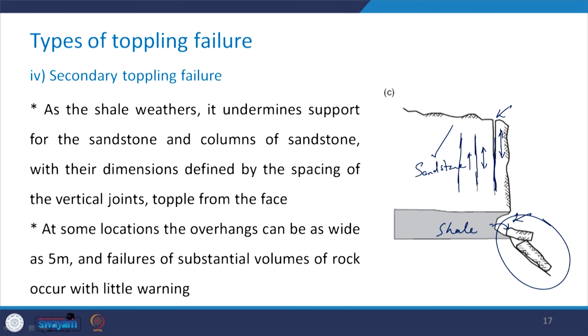At some locations, the overhangs can be as wide as 5 meters, and the failures of substantial volumes of rock occur with little warning. Such type of failure can be really fatal because they do not give us enough time before the failure. So, we have very little time as the warning.